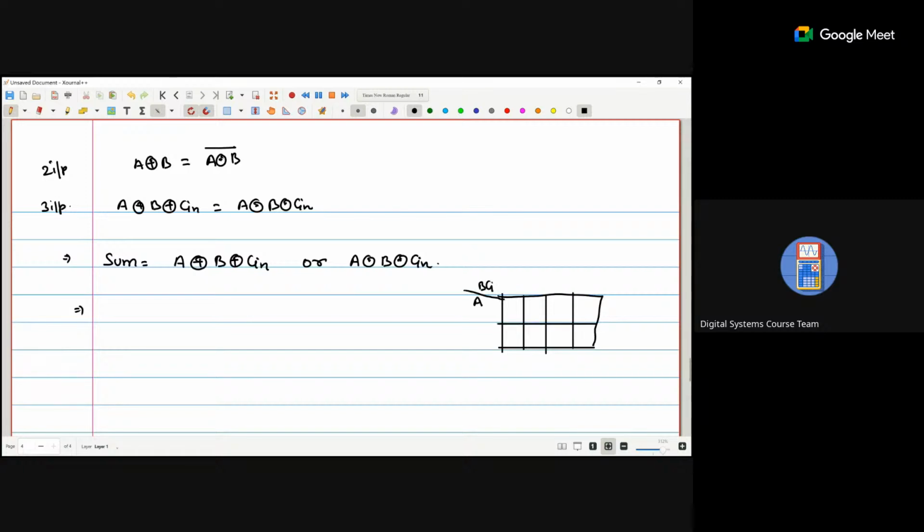A, B, C. Carry comes from 3, 5, 6, and 7. So the carry equation is what? There are three groups: 1, 2, and 3.